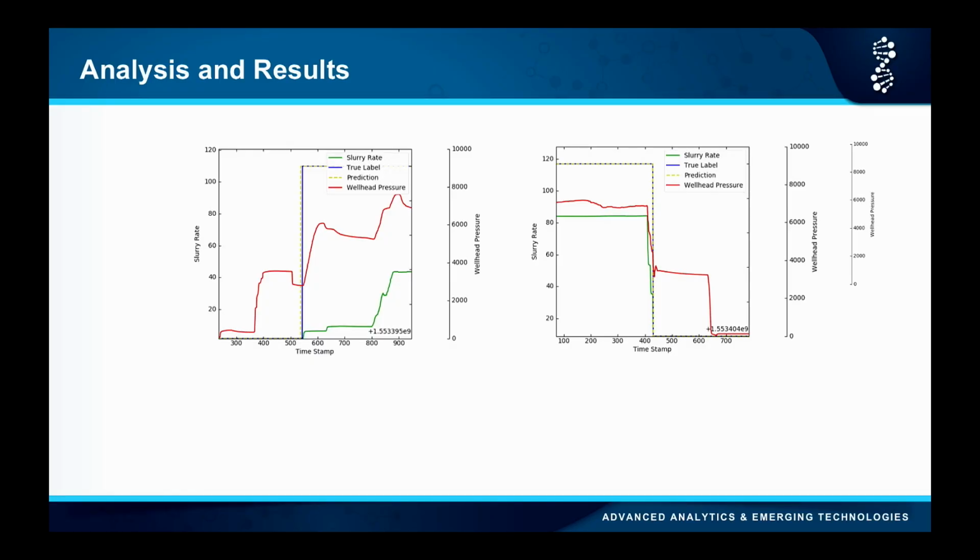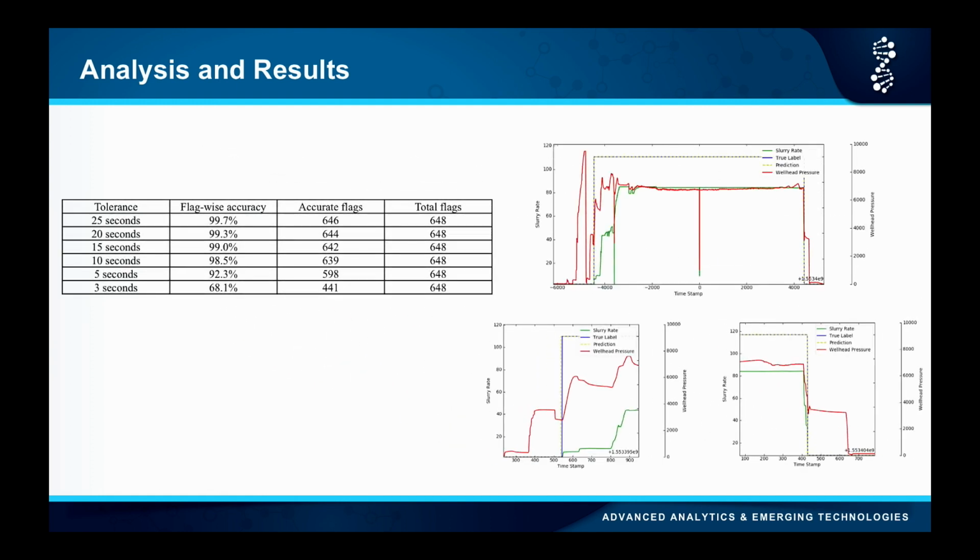Now, on the left-hand side is the starting part. And we can see that there is a yellow dashed line here, which is our prediction. And it deviates a little bit from our true label, the true start. But this deviation is still within the tolerance window. So we consider this a correct prediction. And on the right-hand side is the ending part of the stage. And we can see the yellow dashed line and the blue line overlay very well, which means that this is also a good prediction.